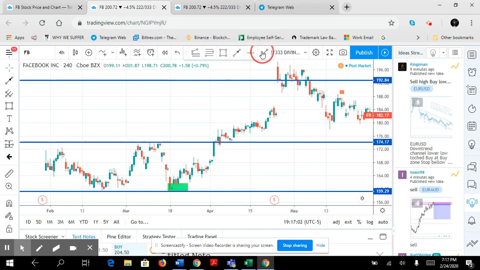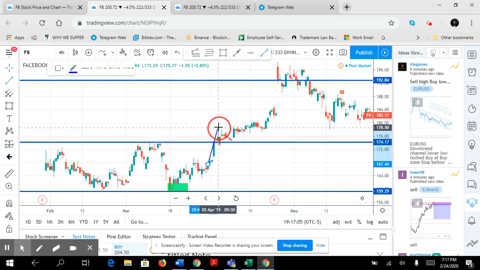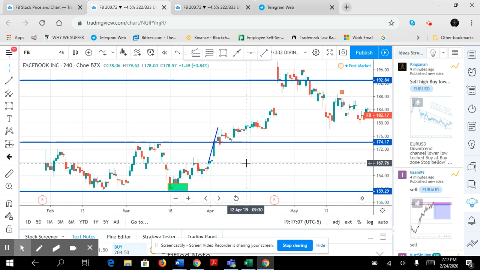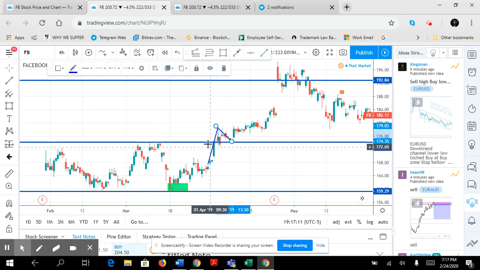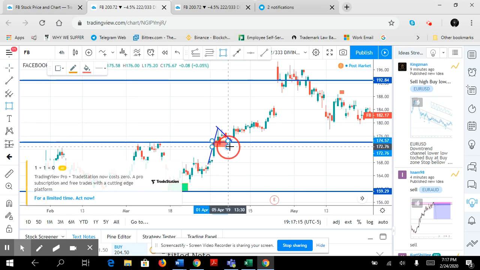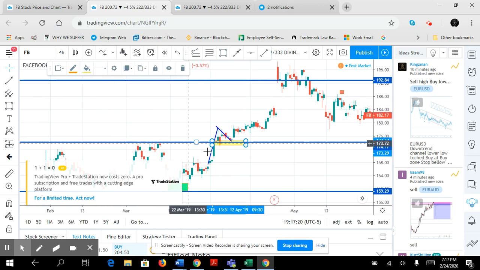So what did price do? Price broke through here, okay? And then what did price do? You landed back on what used to be an area of resistance, which is now an area of support. That is ugly.